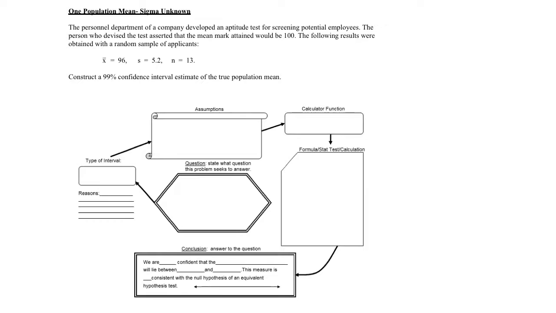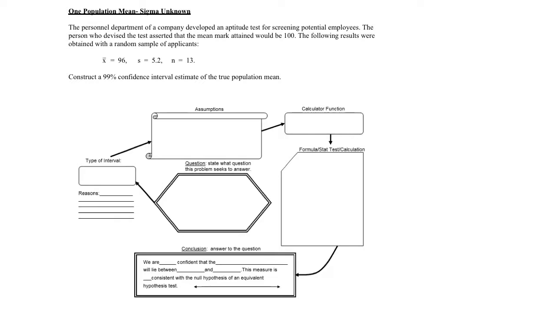The next hypothesis test is one population mean sigma unknown. All right, so the personnel department of a company developed an aptitude test for screening potential employees. The person who devised the test asserted that the mean mark attained would be 100. The following results were obtained with a random sample of applicants. Construct a 99% confidence interval estimate of the true population mean. This is a nice problem because they didn't ask us to conclude anything other than to create the interval, which comes along with its stock conclusion.